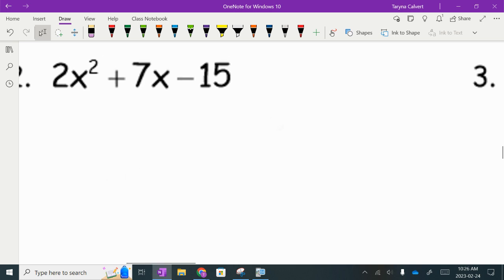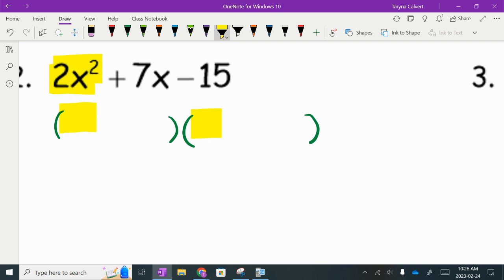So for this one, again, drop our brackets. So we're looking at this first. What are the only two numbers that multiply to give me 2? 2 and 1. So I have to use 2 and 1. And then I break up the x squared, so it has to be a 2x and a 1x. Does not matter which one you put in which bracket. You just write them down.